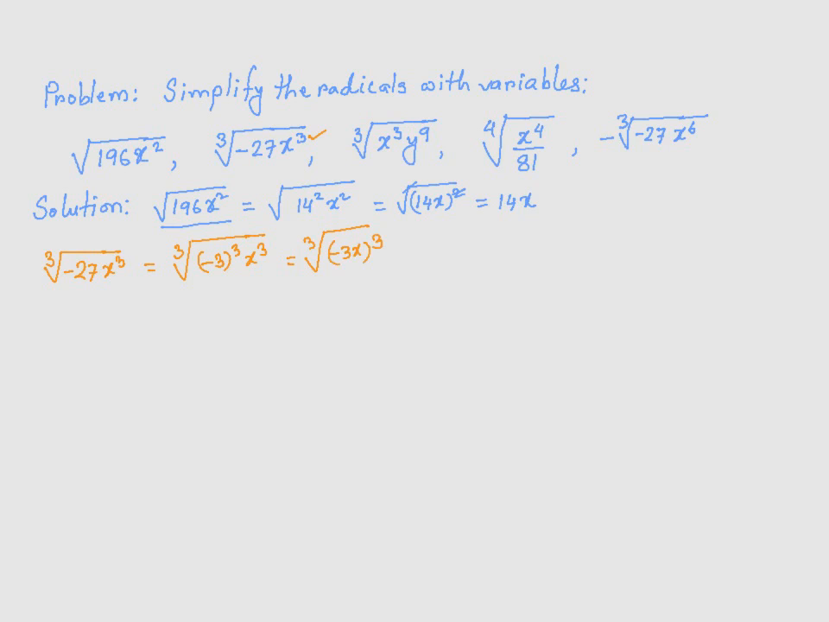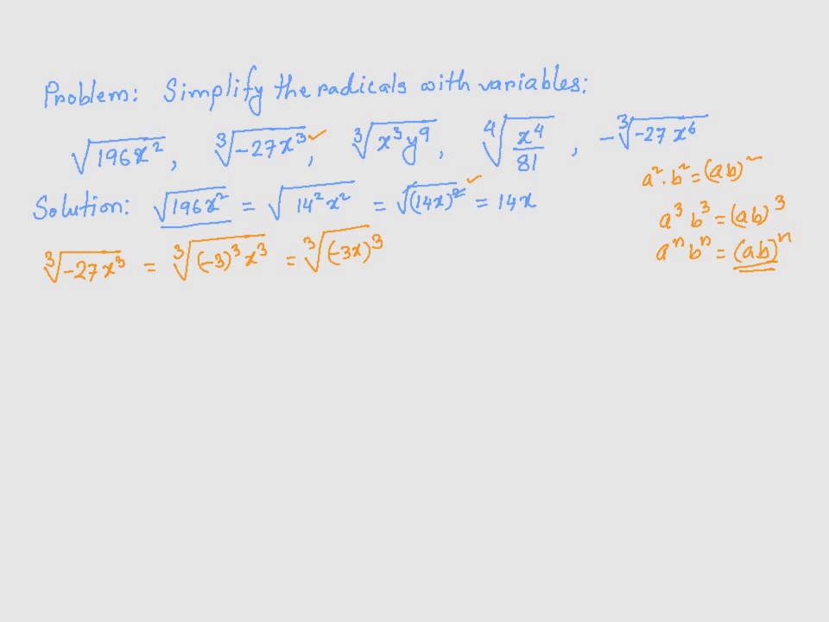By the way, here I'm using this rule. If I have a cubed and b cubed, a cubed times b cubed is the same as ab whole cubed. And here I have used the square version of it. If you have a squared times b squared, it is the same as ab whole squared. So in general, if you have a to the power n times b to the power n, it's a times b, the whole thing raised to the power n.